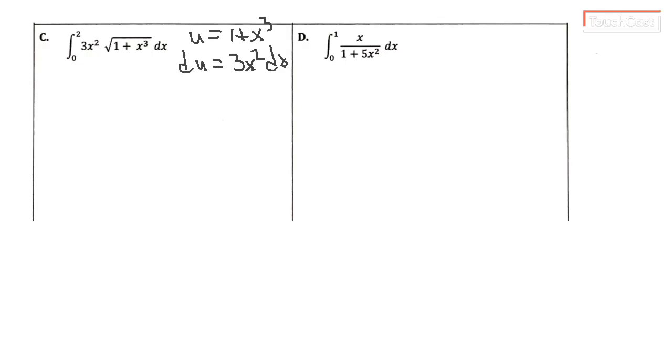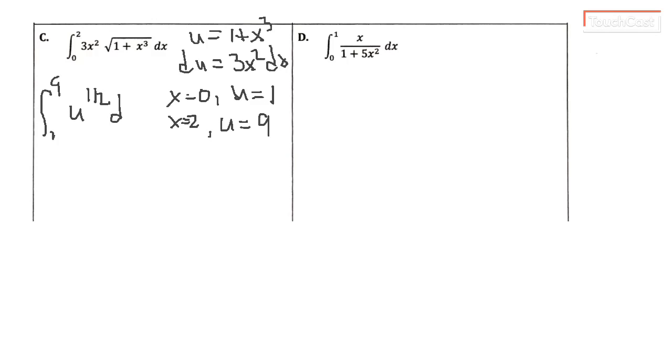So we have to change our bounds. Our original bounds were 0 and 2. If we plug them into our u, 1 plus 0 cubed is going to be 1. 1 plus 2 cubed, well, 2 cubed is 8, plus 1 is 9. So our new bounds are 1 to 9. So we're going to find the integral from 1 to 9 of u to the half du.